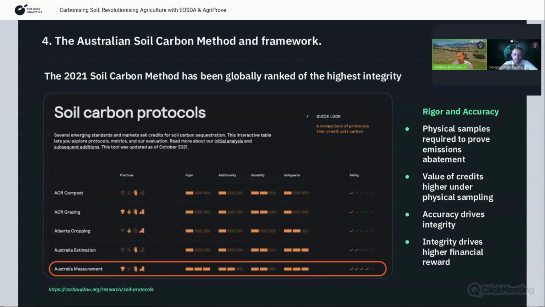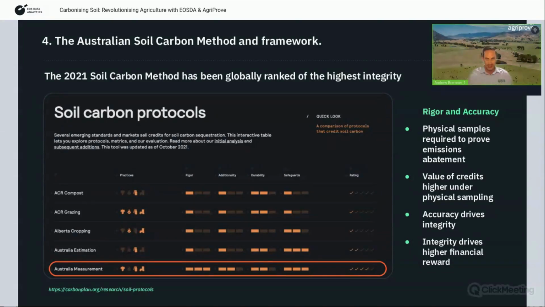A recent review, which we're showing on screen, was conducted by an independent not-for-profit group called Carbon Plan. Their goal is improving the transparency and scientific integrity of climate solutions, and they assessed soil carbon protocols across the globe. If you're interested to find out more information, there's a link at the bottom of the screen, or you can search Carbon Plan, and you should be able to find it.